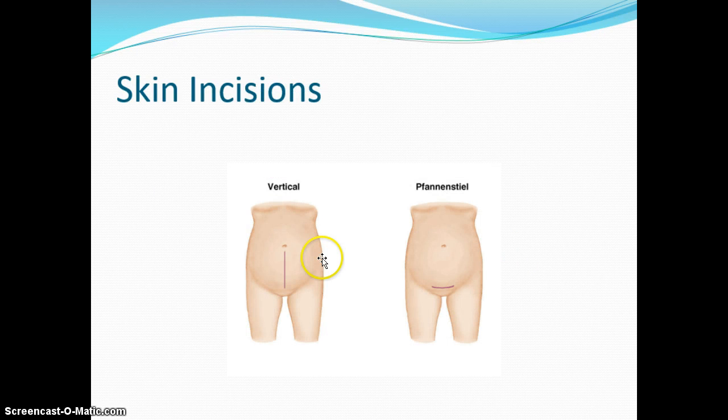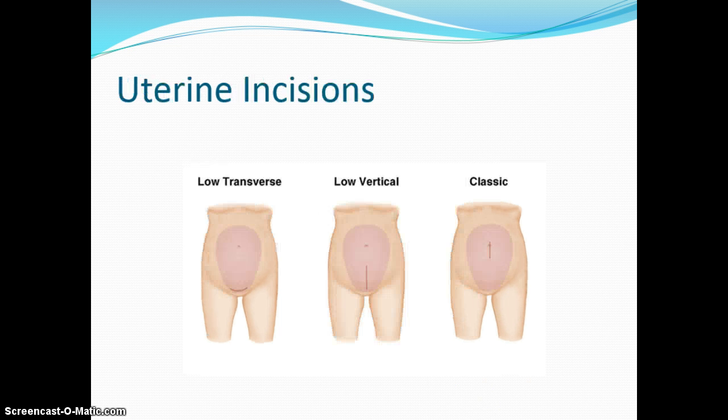So vertical is obviously the up and down that would cut through the abdominal muscles, and your Pfannenstiel, which is most common, is a low-lying or bikini type cut. So those will be your skin incisions. Your uterine incisions are listed out up here. Typically, if you have a woman that has had a classical uterine incision, they probably won't let her do a vaginal birth after delivery because she does have an increased incidence of rupture of the uterus. So that's what we're going to be aware of and be cognizant of.